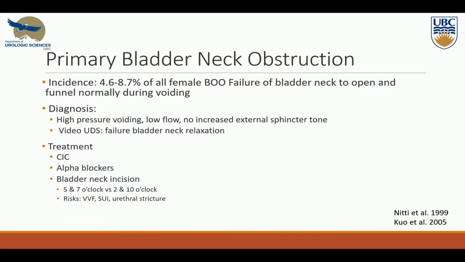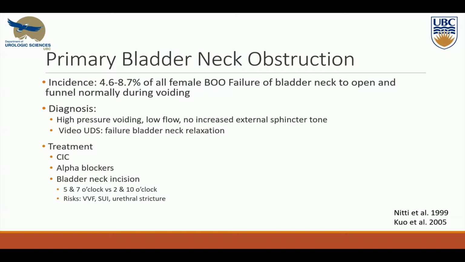With primary bladder neck obstruction, the incidence is reported to be about 4 to 9% of all females with bladder outlet obstruction, and it essentially is a failure of the bladder neck to open and funnel normally during voiding. A lot of these patients will have your classic high pressure voiding with low flow, and on urodynamics, you may not see any increased external urinary sphincter tone. With video urodynamics, you would definitely see a classic failure of bladder neck relaxation for diagnosis.